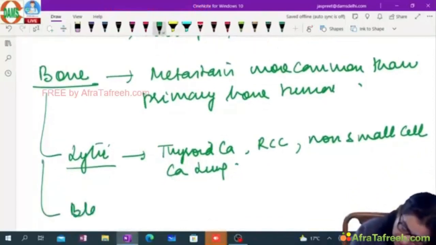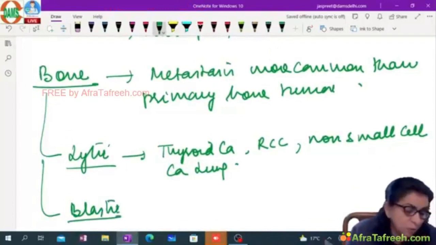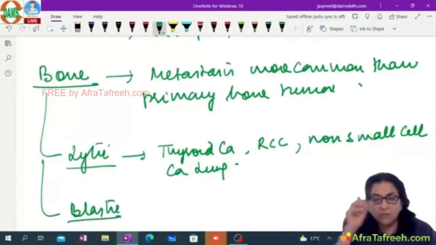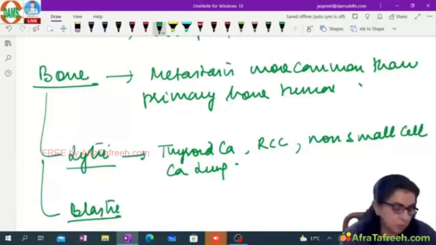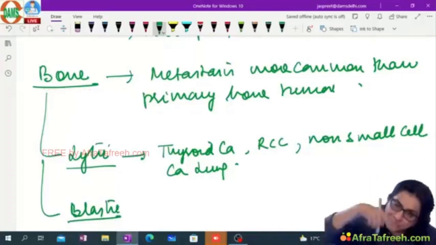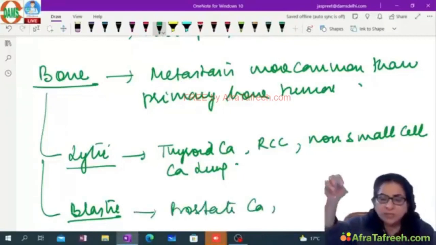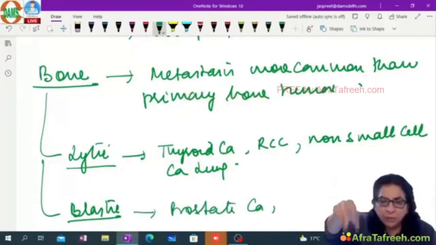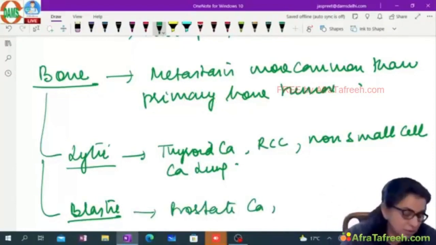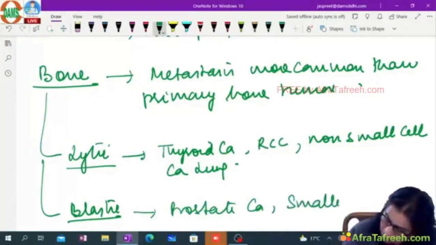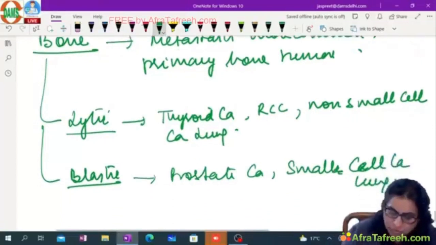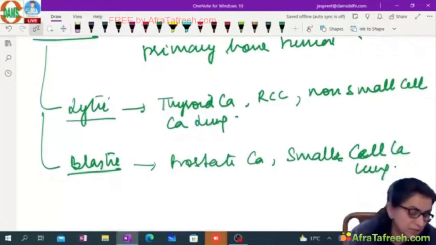Second type of bone mets are blastic. Blastic means bone forming. So with metastatic deposits, there is bone formation around the tumor cells. This is seen in case of prostate cancer. So if prostate cancer produces metastatic deposits in the bone, bone formation will occur. So that is prostate and small cell carcinoma lung. Small cell carcinomas from the lung produce blastic secondaries or blastic metastatic deposits.